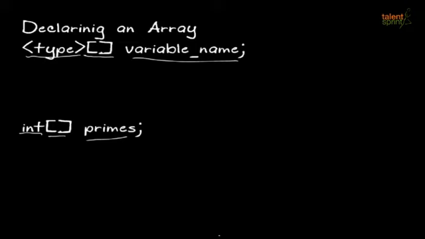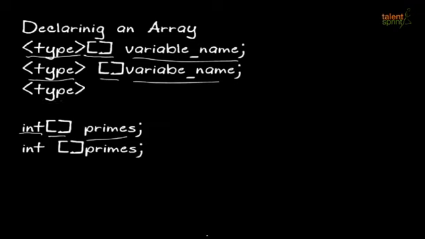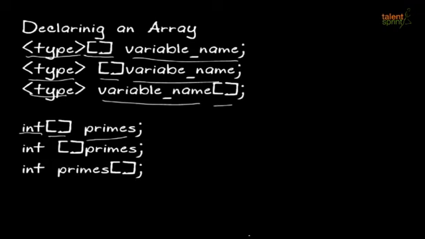You can also declare a variable like this: data type space open and close braces and a variable name. Or else you can also declare a variable like this: data type space variable name and open and close braces. So you can use any of the formats or any of the syntax to declare an array. When you declare an array, it creates a reference variable of primes and stores it in stack memory.